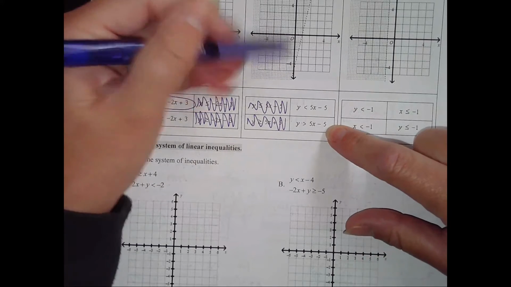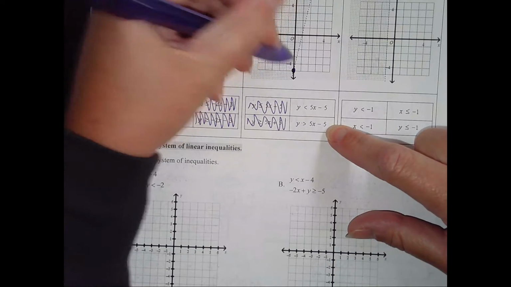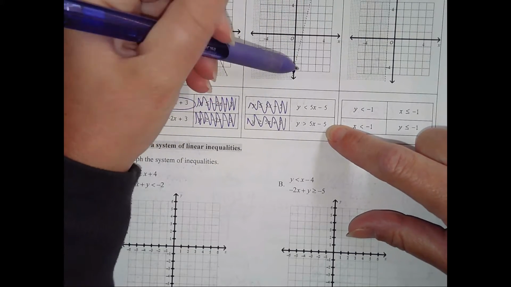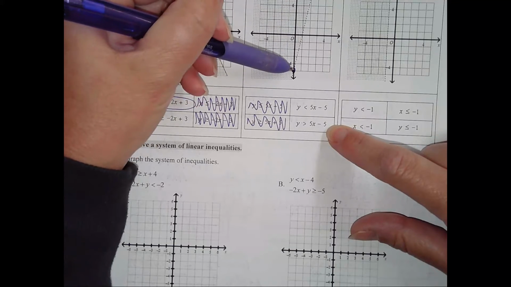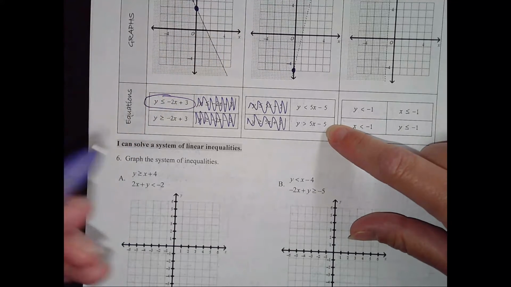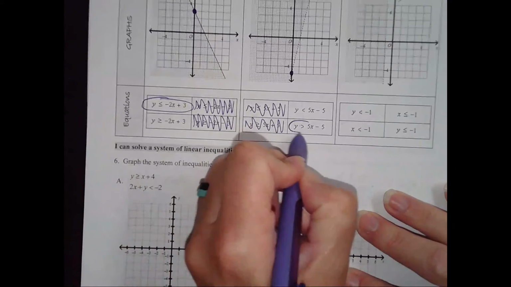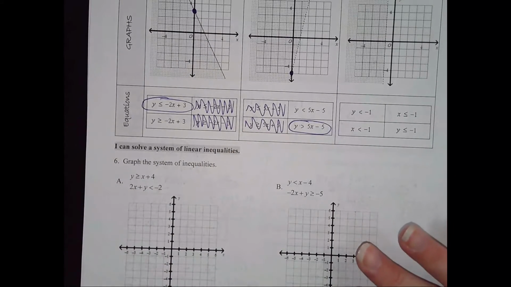y-intercept. Now, here is my y-intercept. I have to figure out where is this shaded, above or below. And it's above, which means it's going to be greater than. So that's why the answer is right here. The y-intercept.